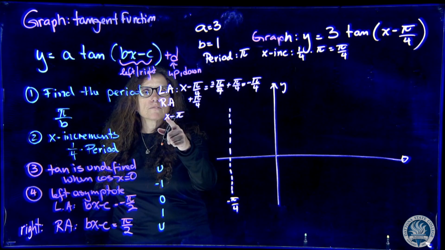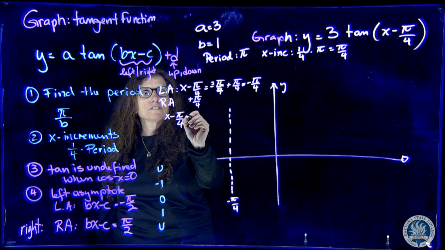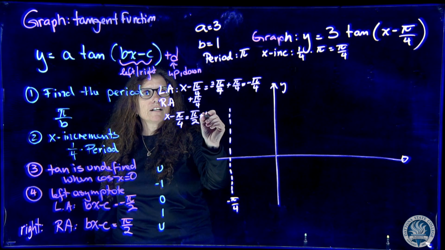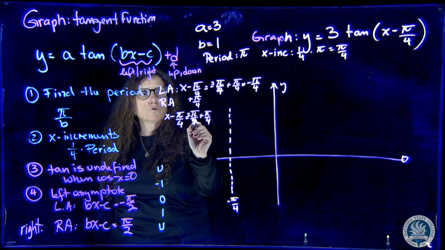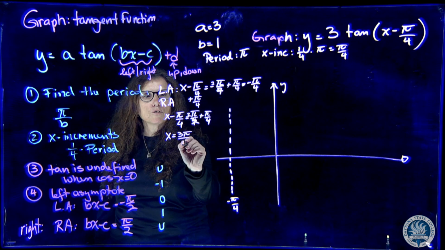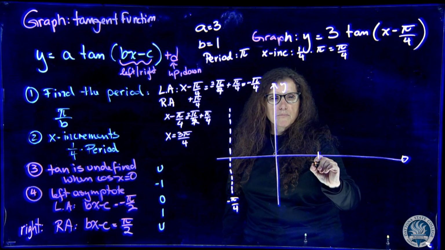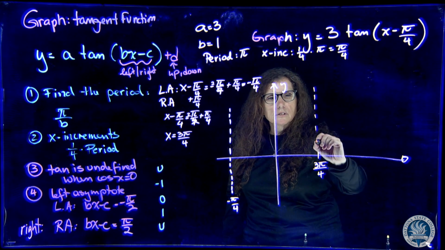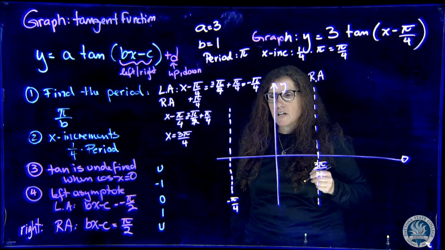And now our right asymptote, we said x minus pi over 4, we set it equal to pi over 2. We add pi over 4, and that again is 2 pi over 4 plus pi over 4. X is equal to 3 pi over 4. And let me just put this right here. 3 pi over 4 is our right asymptote, the line you cannot cross or touch.